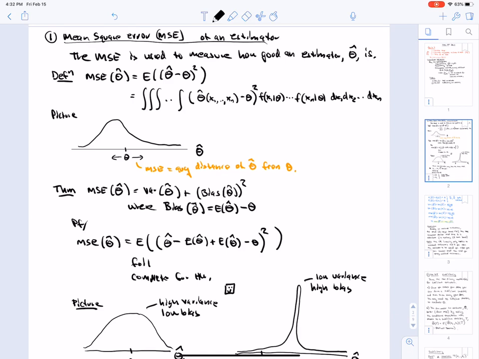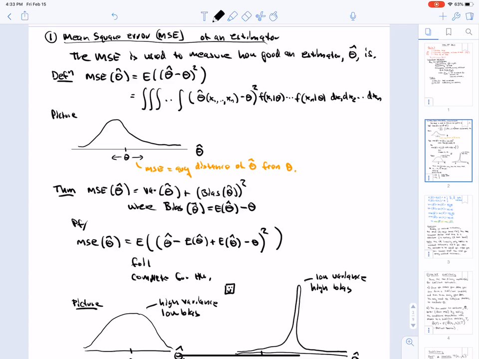So the picture is basically you have the distribution of theta hat. This is a random variable. You have the true value, which may not be in the center of your histogram there, and we're looking for basically the average distance squared of theta hat from theta. So luckily, by this theorem, we don't need to do this yucky integral.